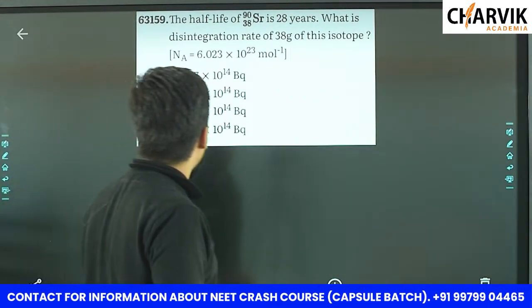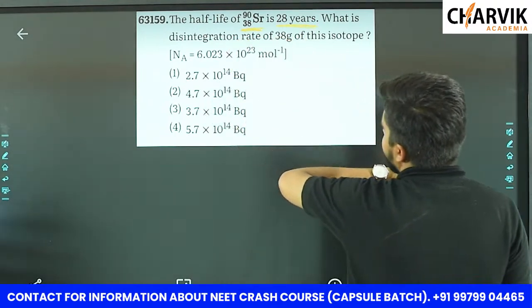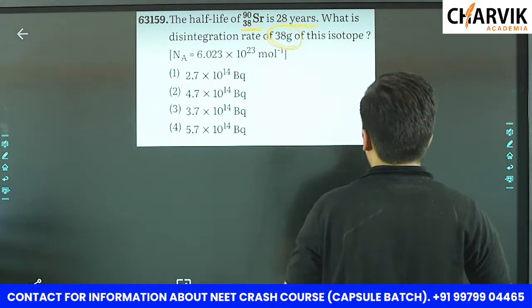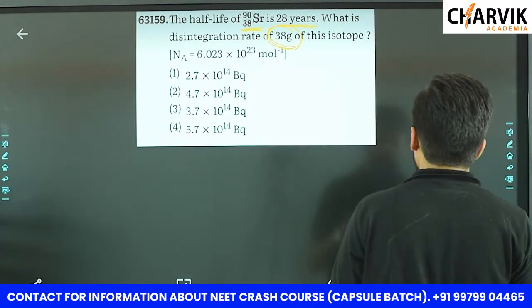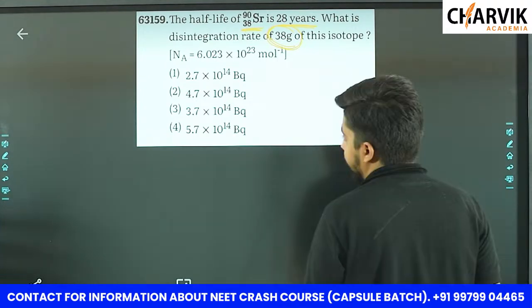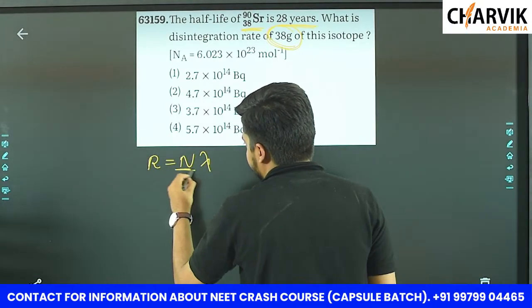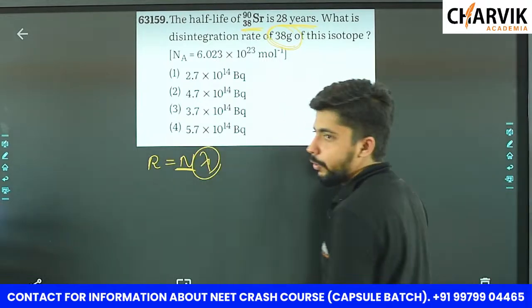Next question: the half-life of Sr is 28 years. What is the disintegration rate of 38 gram of the isotope? To find it, we have a formula R equals N into lambda, where N is the number of atoms. And what is lambda? You need to find the lambda.